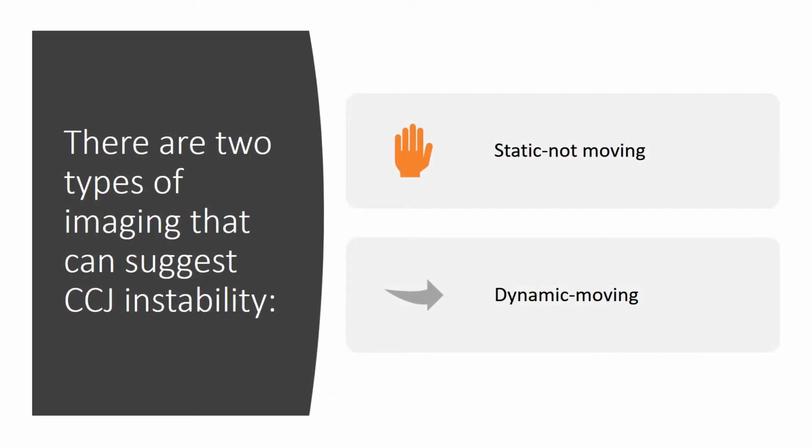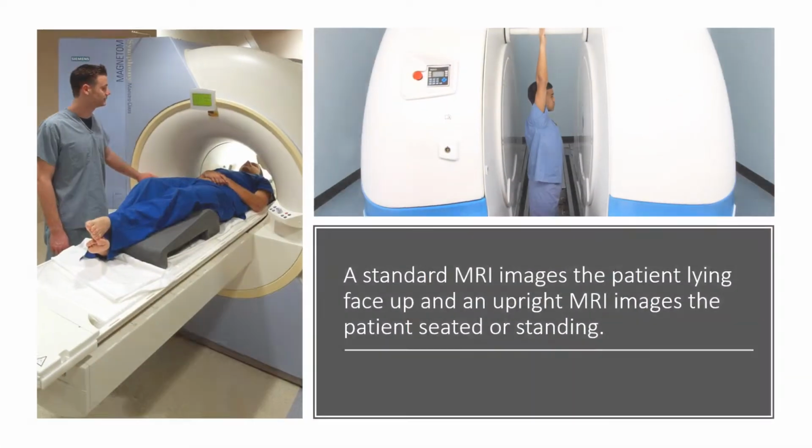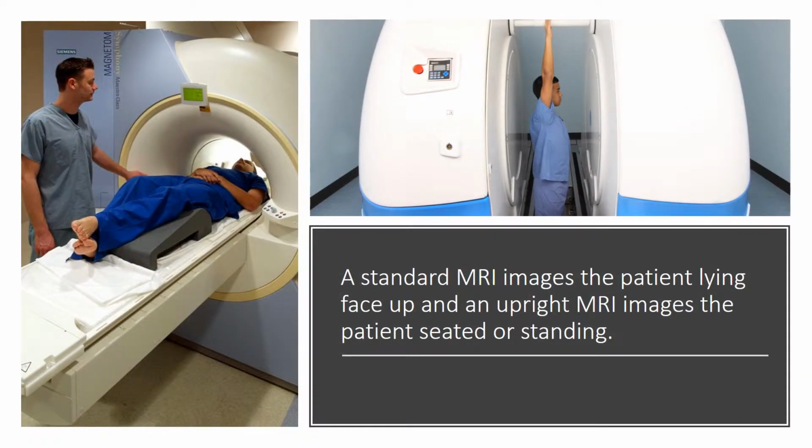And there are two types of imaging that can suggest CCJ instability. One is static or not moving imaging, and the other is dynamic. And in the case of upright MRI, that's generally a combination of static and dynamic. So standard MRI images like on the left here are done lying face up, or what we call supine. And upright MRI images the patient seated or standing.